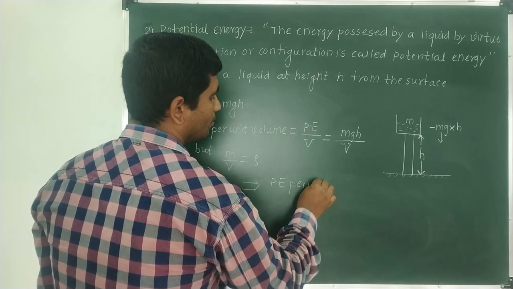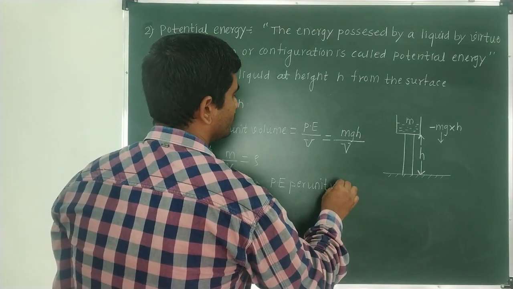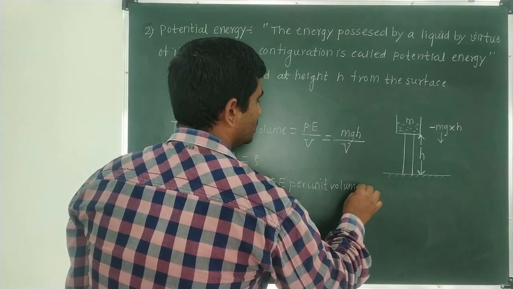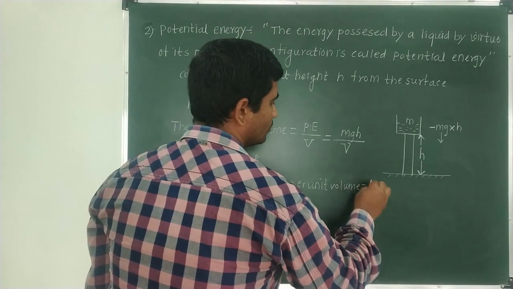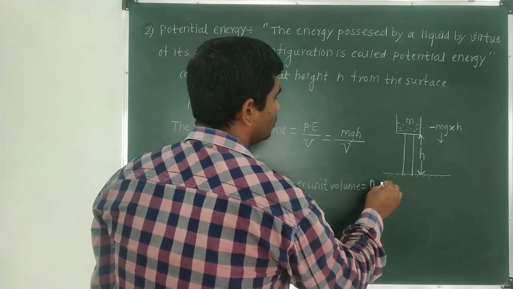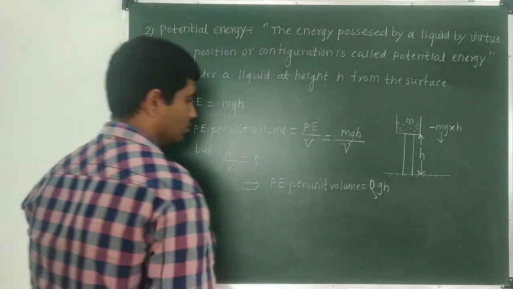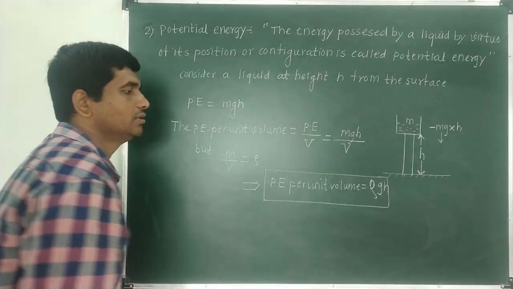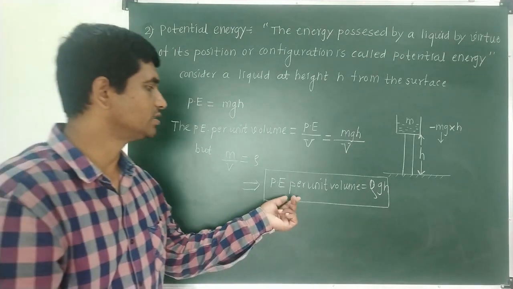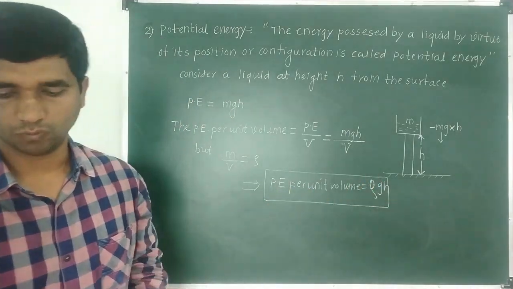So the potential energy per unit volume is equal to m by V, which is rho, so we can write rho into g into h. This will be the next term which we will be observing in Bernoulli's equation, that is, the potential energy per unit volume.